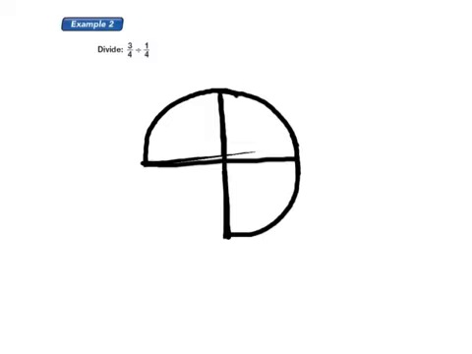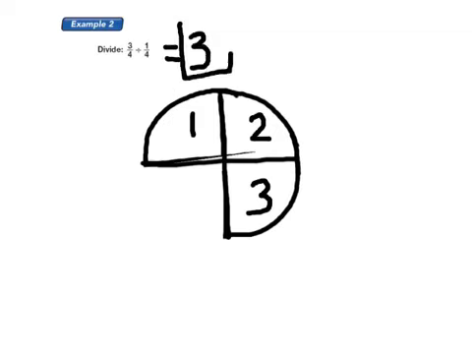And I've divided that 3/4 into 1/4 pieces as if I was dividing my entire circle. So here I have 1, 2, 3 fourths. So the answer to 3/4 divided by 1/4 equals 3. And there is my answer.